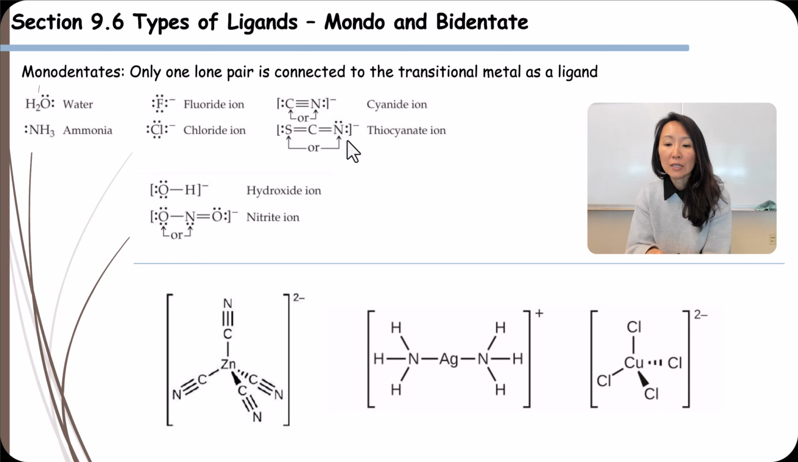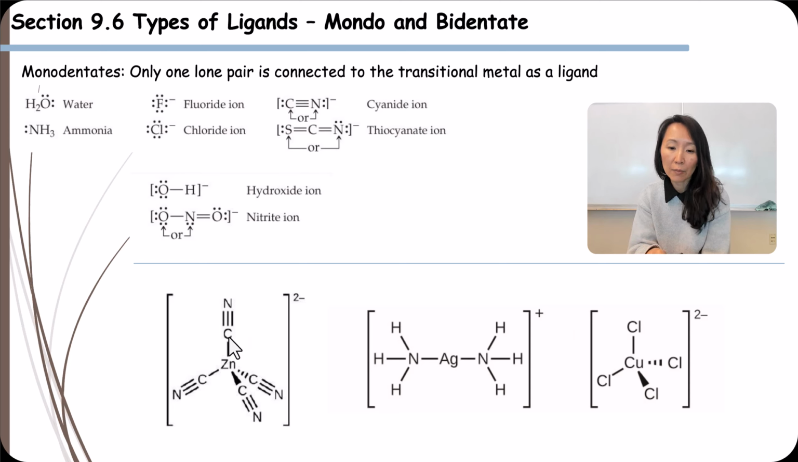Let's look at thiocyanide ion. You see S, C, and N, and the sulfur and the nitrogen are the only ones with a lone pair. So it's either going to be attached to the sulfur or it's going to be attached to the nitrogen and not both. So these three complex ions are examples of monodentate that is connected to a transition metal.